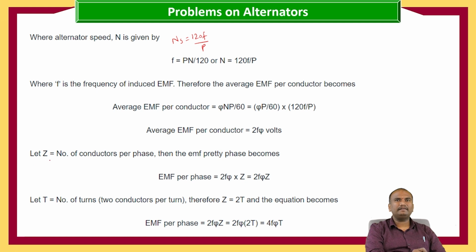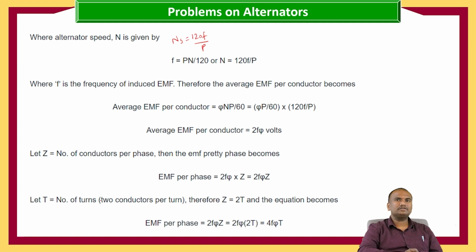And here let Z be the number of conductors per phase. Then the EMF per phase becomes, when we consider Z number of conductors, the average EMF per conductor is 2f into phi. If there are Z number of conductors in each phase, then the EMF per phase is equal to 2f phi into Z, that is 2f phi Z.